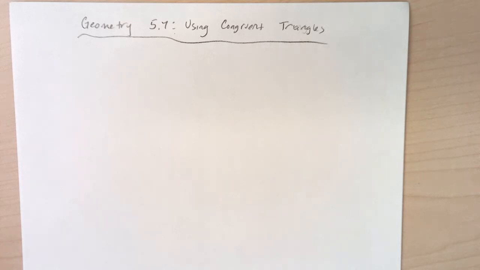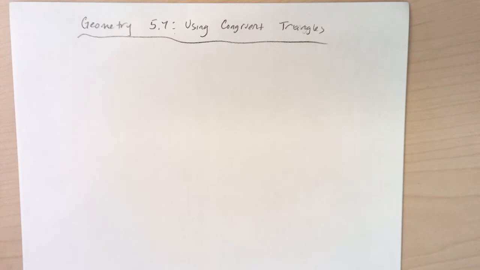Hello, this is 5.7 geometry using congruent triangles. So this whole time in chapter 5, we've been talking about congruent triangles. And if two triangles are congruent, it doesn't matter how they're congruent. They could be congruent by side, angle, side, side, side, side, angle, angle, side, side, angle, or hypotenuse, leg. Or it could just be given that the two triangles are congruent.